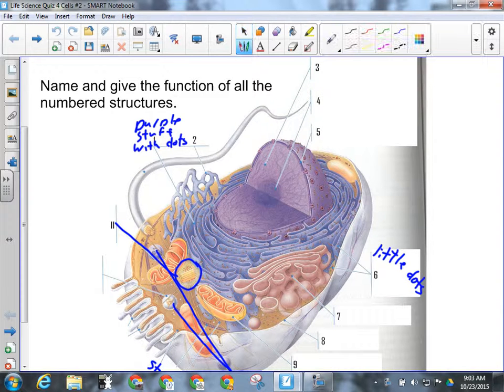So, structure number 1. What's the purple stuff with the little dots on it? Rough ER. And the job of the rough ER is to transport proteins. 1 mark for the name, 1 mark for the function.